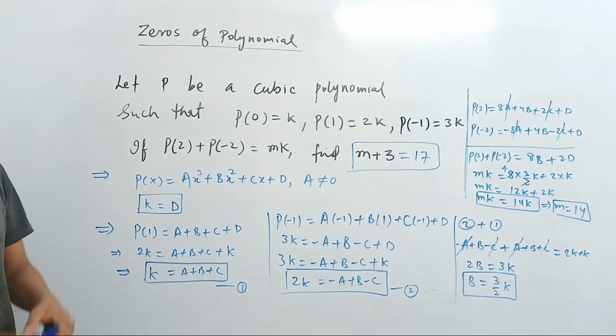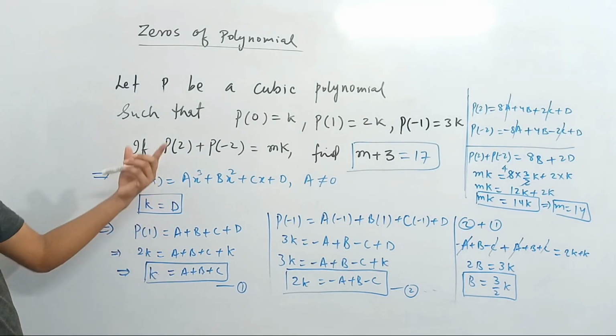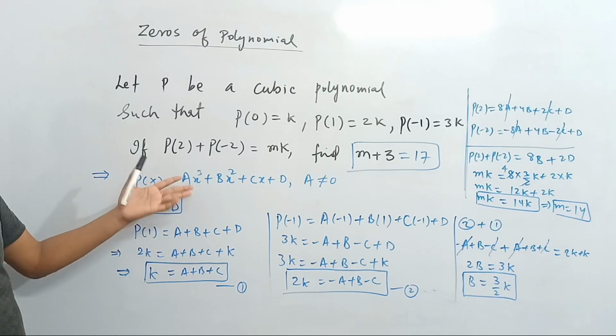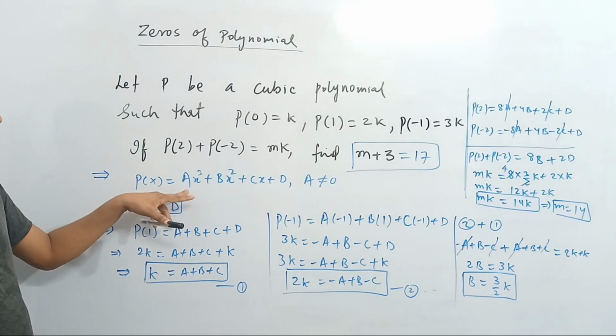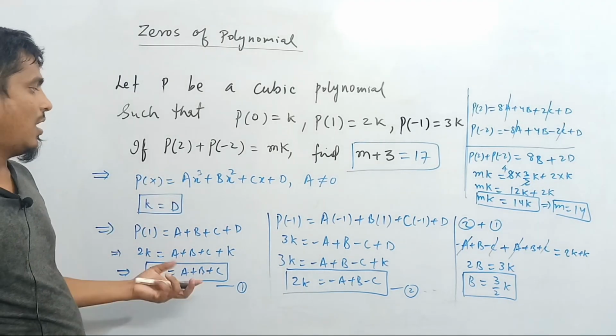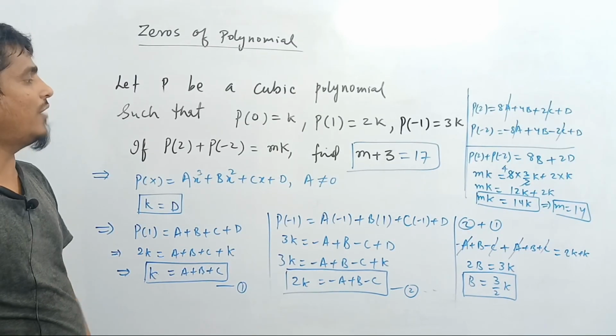M plus 3 is what? 17. So this is the way we can solve the question based on the zeros of a polynomial. For that we need to know the standard form of the cubic polynomial, quadratic polynomial, and linear polynomial, right? And the process of how we find the zeros of a polynomial.